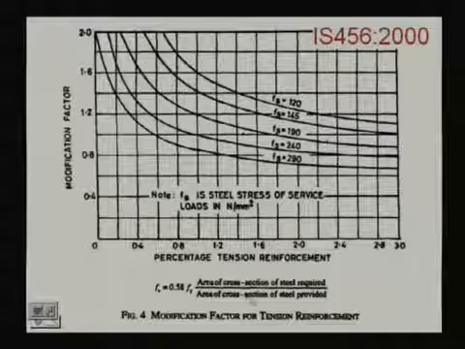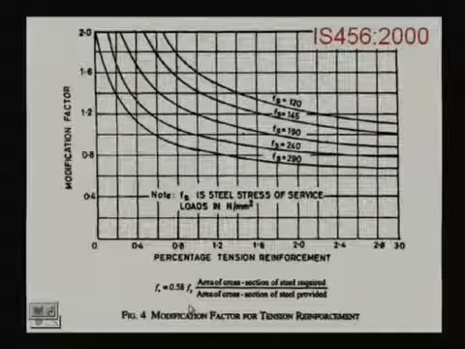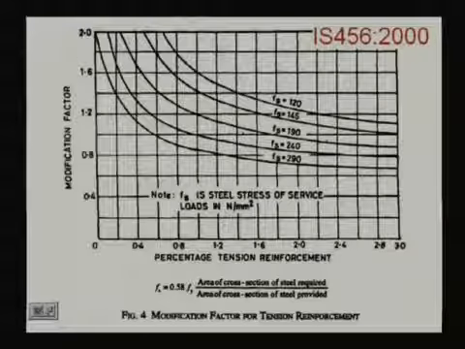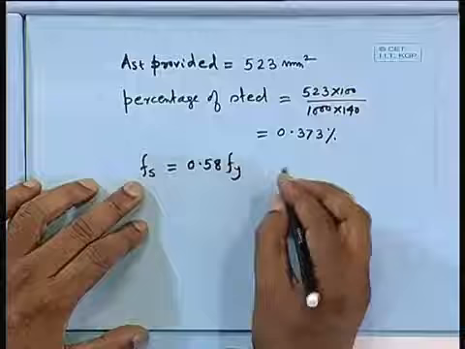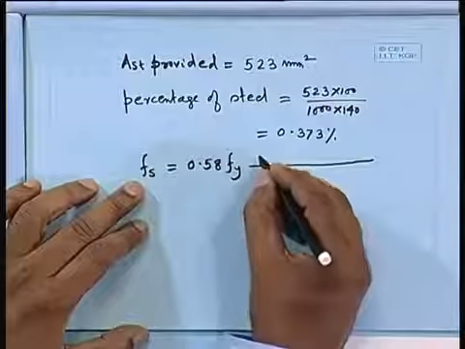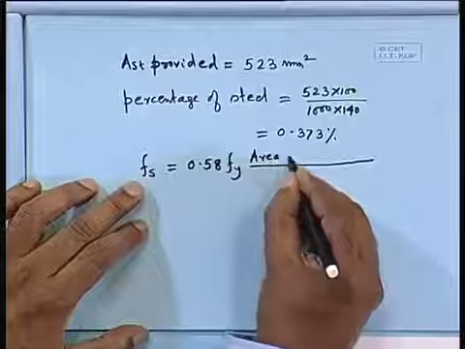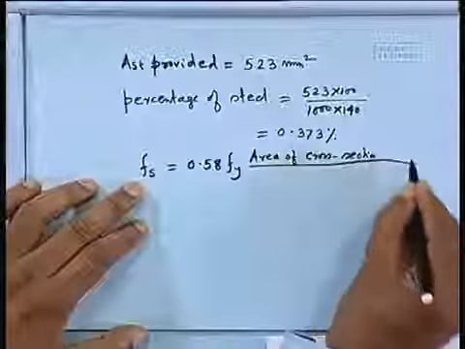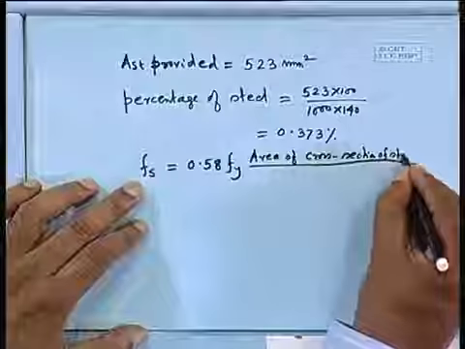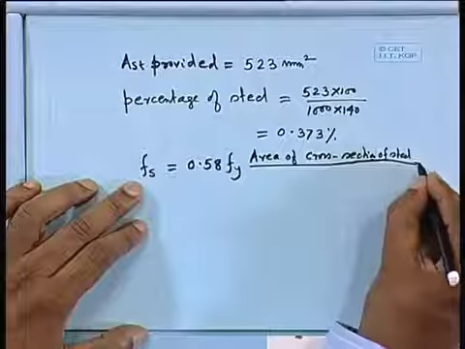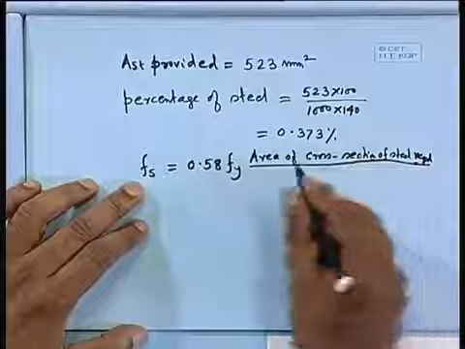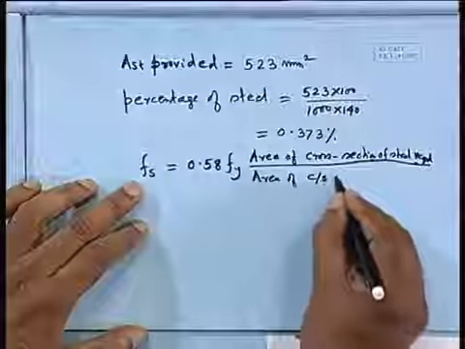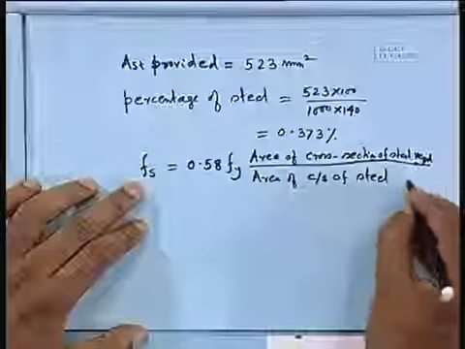What is the modification? If you could not get it, let me write down the formula here. Fs equals 0.58 times Fy, Fy is 415, divided by the area of cross section of steel required, and this one will be required, multiplied by the area of cross section of steel required over the area of cross section of steel provided.